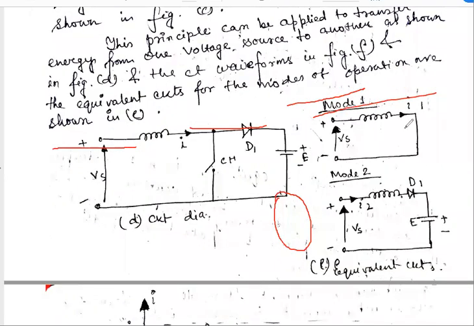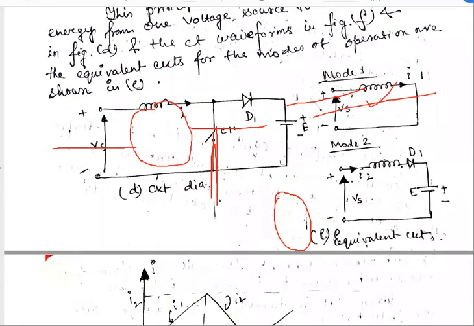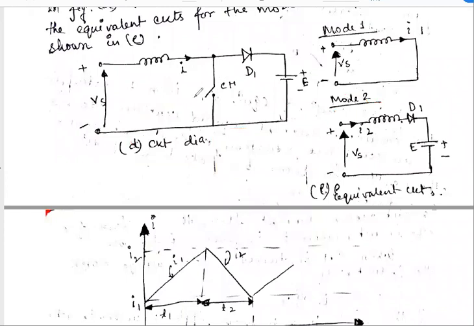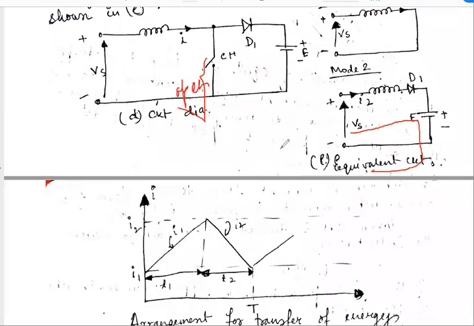So in case of mode 1, when the switch is on, we get this circuit. Here the energy is stored in the inductor. Now, when the switch is in off condition, means this is open circuit, the current is flowing through this. Here energy is transferred from Vs to E.